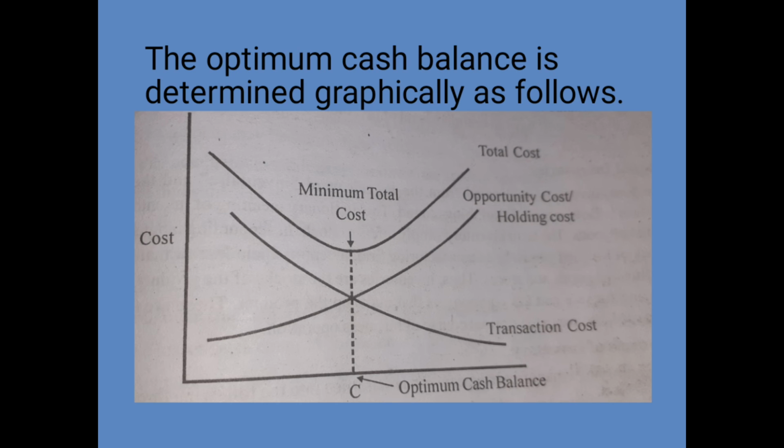It is the point where opportunity cost and transaction cost become equal. Okay, where the total cost is smallest, or the total cost is minimum, and the opportunity cost and the transaction cost will be equal here. Okay, this is how we determine the optimum cash balance.